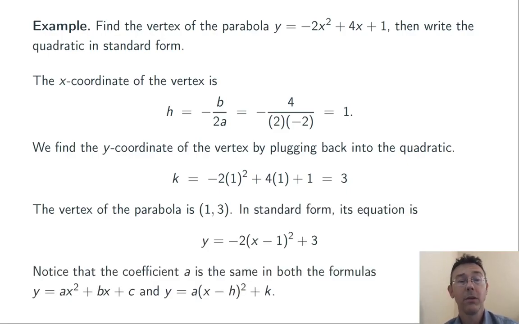In standard form, we get that the parabola is going to be given by y equals -2 times (x minus 1) squared plus 3. Here, I've plugged in the values for h and k that I know into the formula y equals a times (x minus h) squared plus k. And then I've taken the a value from my original quadratic, -2x squared plus 4x plus 1, and copied it down into the formula for the parabola in standard form. It's the same a value in each form.